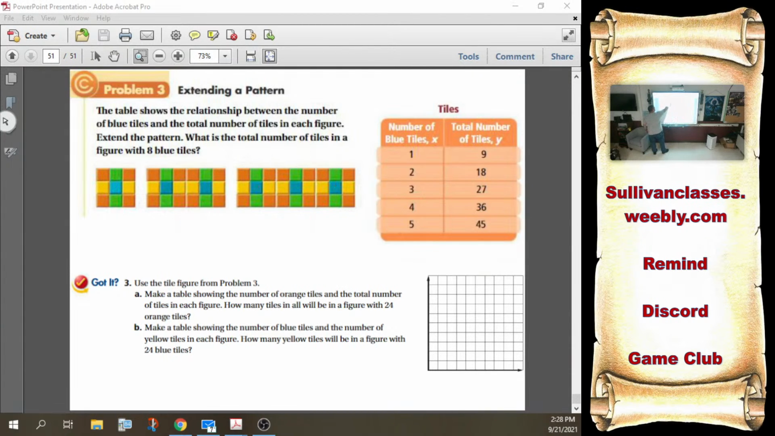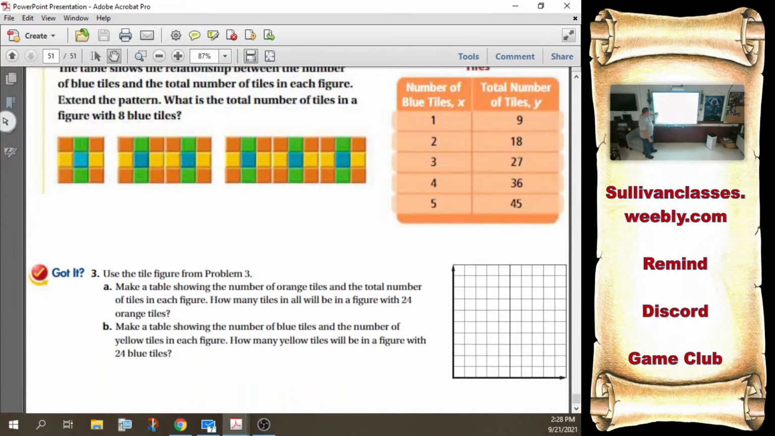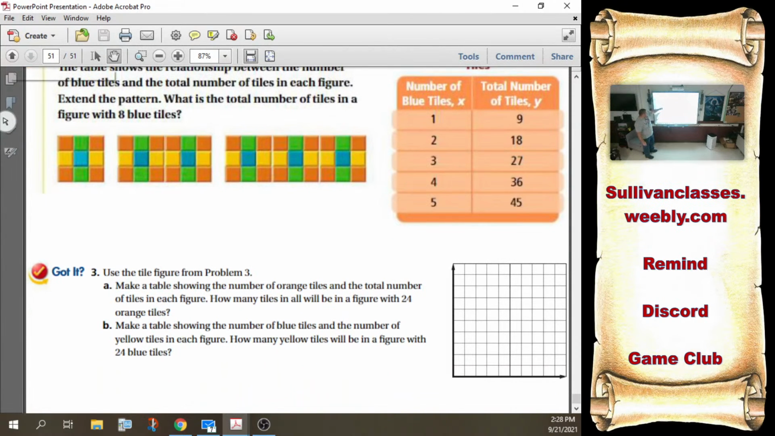I would like you to do the same thing, but from this same figure, make a table showing orange tiles to total, and I'd like you to make a graph to go with it. So we did a table. Now I want you to do the table with a graph, just like the last one. Can you use this table, this information, to extend the pattern out? Yeah, just somewhere down at the bottom there. Oh, it is part A and B. So you're going to have 2 different tables.